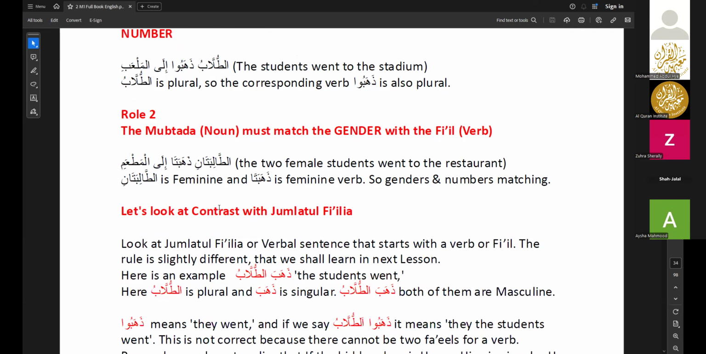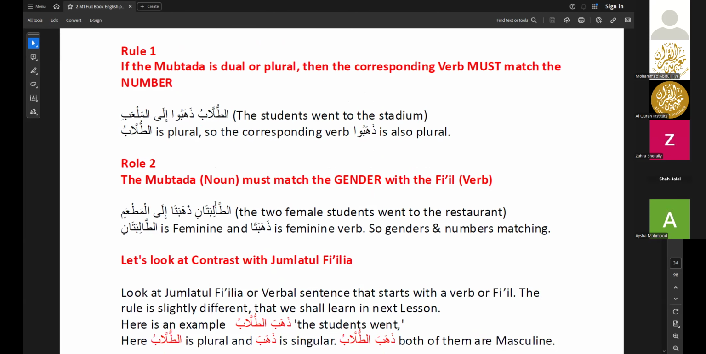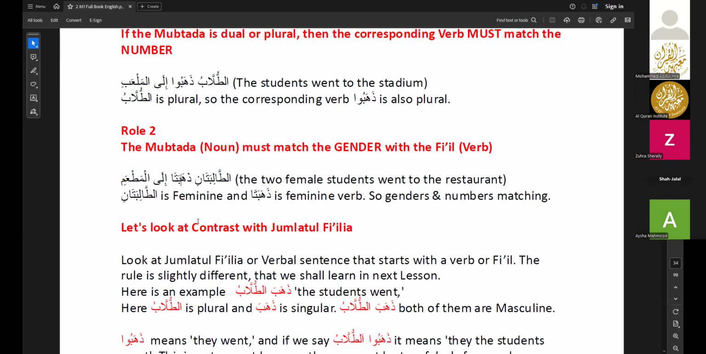So what we learned is, in case of Jumlatul Ismiya, the fa'il should match with the mubtada in terms of number and gender. Yes. In summary, that's what we need to remember. But there will be some variation in Jumlatul Fi'liya. We'll come to this.